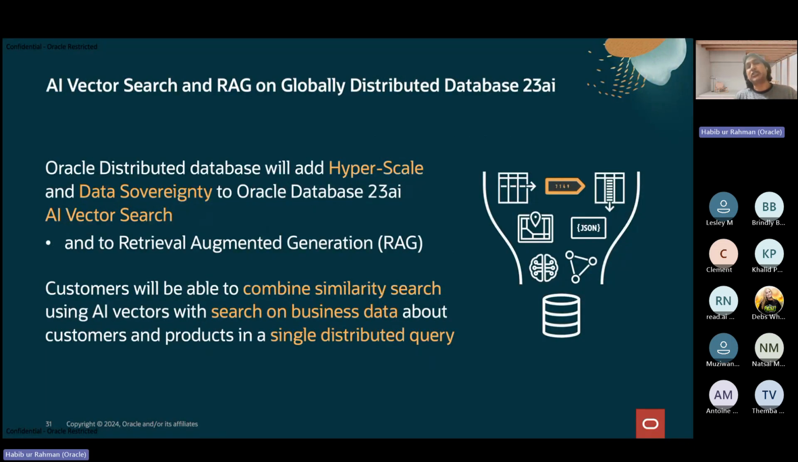Similarly, we have something called AI Vector Search. These are again two new things we have in Oracle 23ai. Oracle Distributed Database with hyperscale can use Oracle 23ai AI Vector Search, and this can be combined with similarity search, where you can compare two similar pictures, right? Say you bought a house in one place, and you want to see similar pictures of houses that exist. That is what you call AI Vector Search.